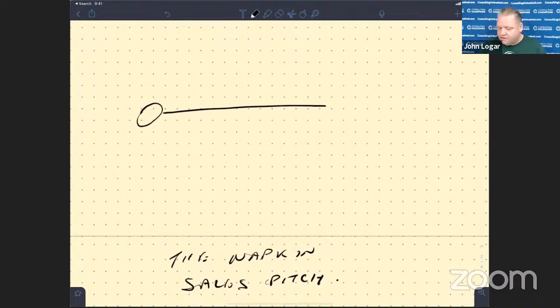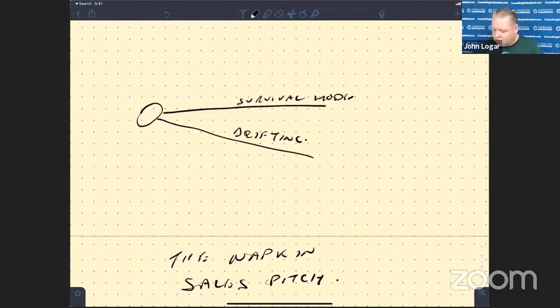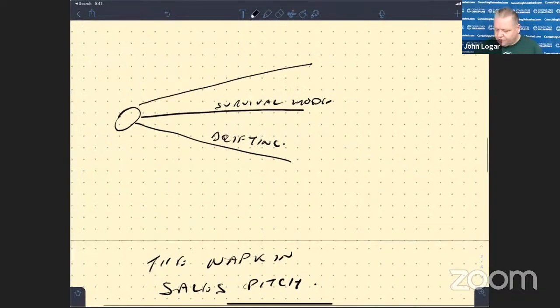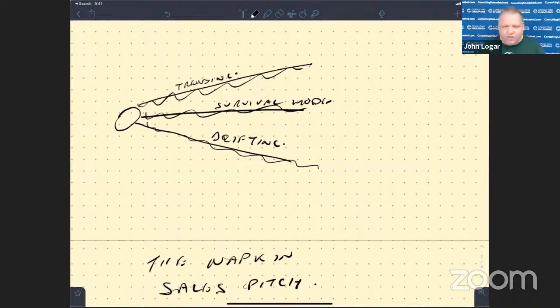Are you in survival mode, staying on? Are you drifting? Or are you trending? Right? Are you in survival mode, trying to hang in there? Are you drifting down? Are you noticing a drift down? Or are you trending? Are you moving up in the market? You can't be in 2 places at any one time. You're only going to be one of 3.